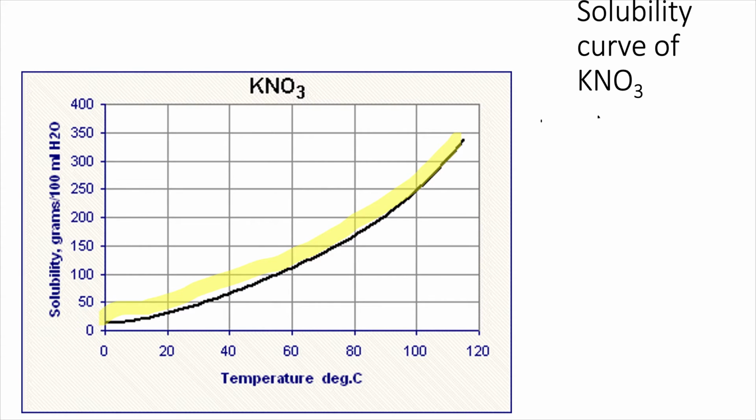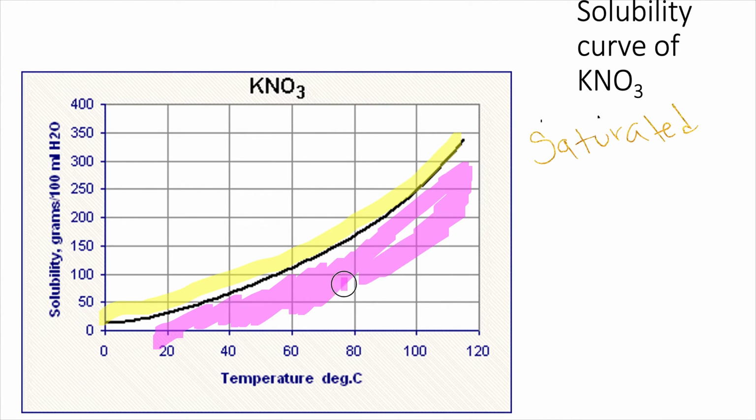I'm going to try to use a darker yellow so you guys can see it. So anytime you plot something and it falls on the line, the one that I highlighted in yellow, it's going to be considered saturated, okay? If it falls under the line, so I'm going to shade this whole region down here. If it falls under the line, it's going to be considered unsaturated, meaning that you didn't dissolve enough.